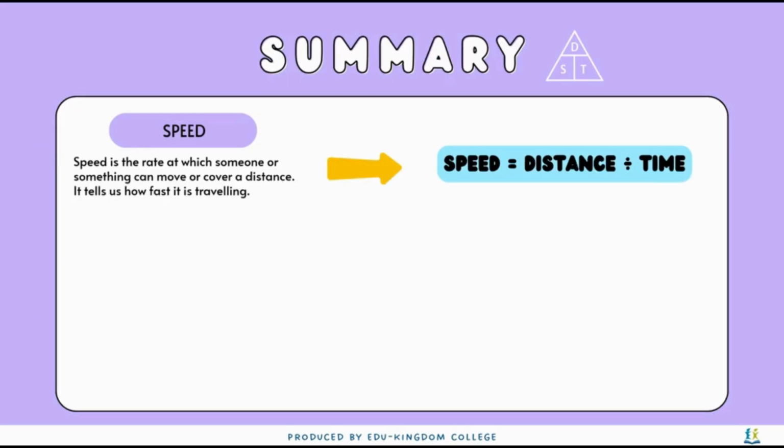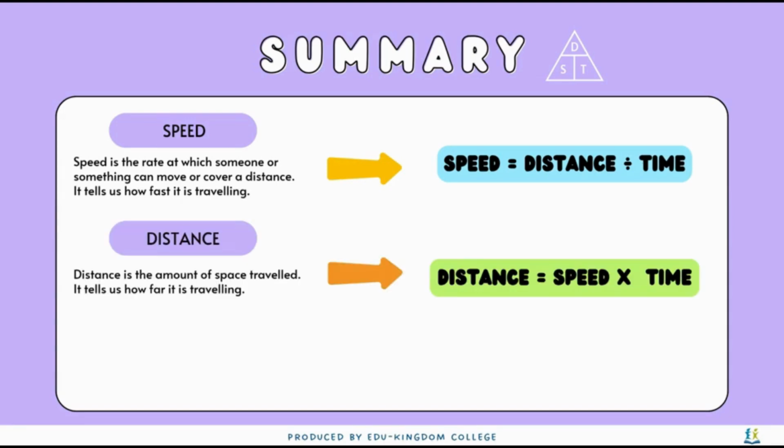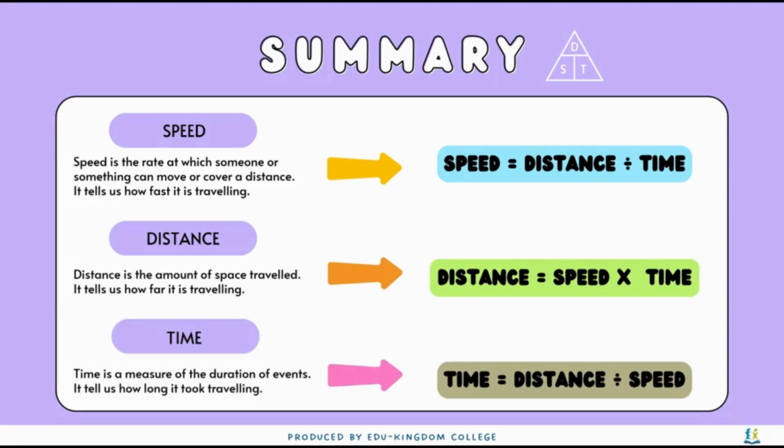Just a quick summary. Speed is the rate at which someone or something can move or cover a distance. It tells us how fast it is traveling, and the formula for it is speed equals distance divided by time. Whereas distance is the amount of space traveled, it tells us how far it is traveling. The formula for it is distance equals speed times time. Lastly, we have time. Time is the measure of the duration of an event. It tells us how long it took traveling. And the formula for time is time equals distance divided by speed. And all of these can be deduced by the distance, speed, and time triangle.